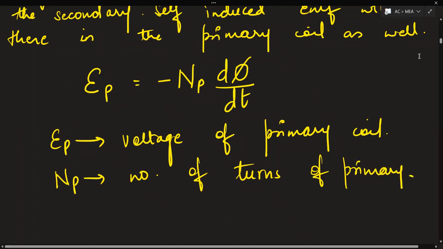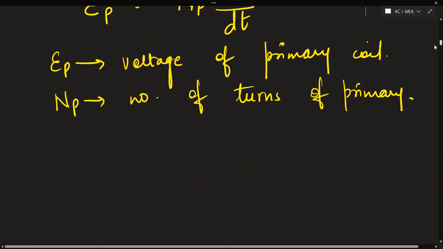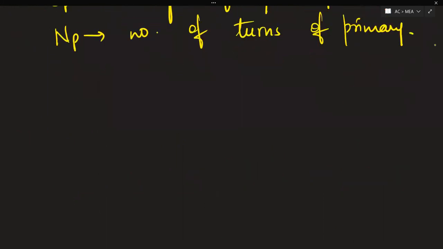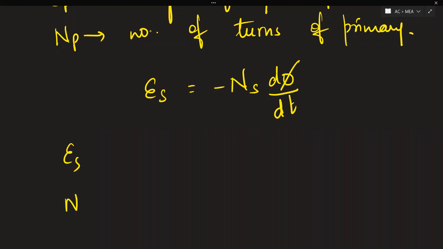Similarly, according to this formula, you will have it for the secondary as well. So ES is equal to minus NS d phi over dt. In certain books, you will find secondary written as 2 and primary as 1, like E1 is equal to minus N1 d phi over dt, E2 is equal to minus N2 d phi over dt. So everything is the same. I usually write S and P to differentiate primary from secondary. So this is the voltage across the secondary.